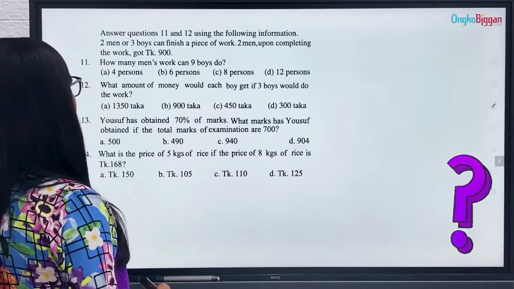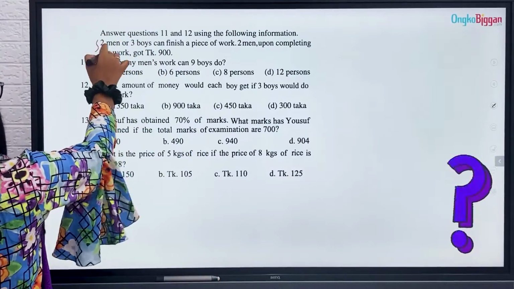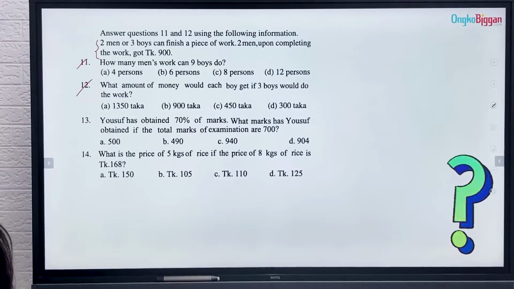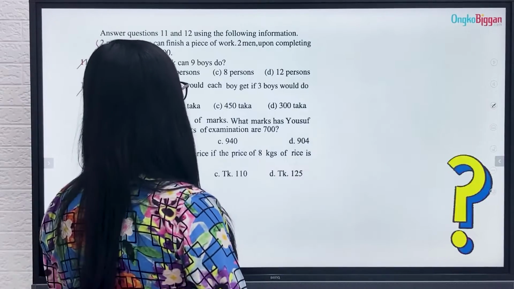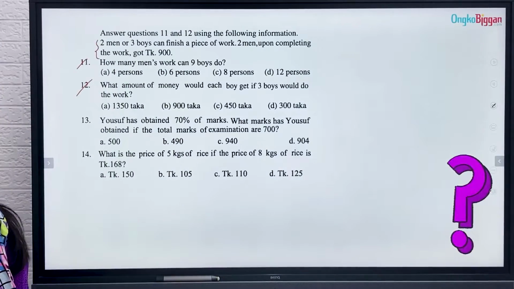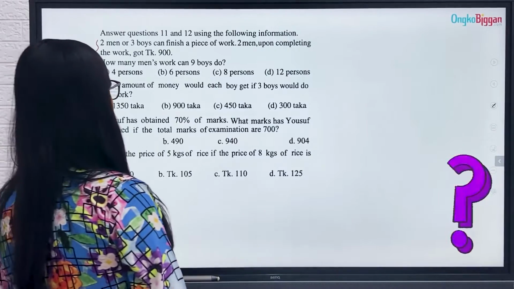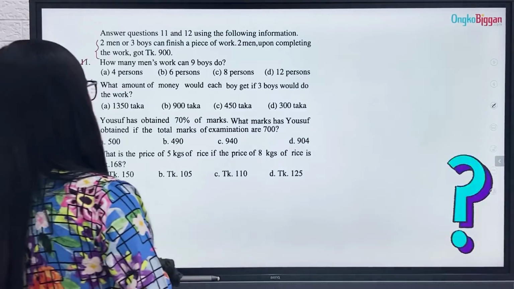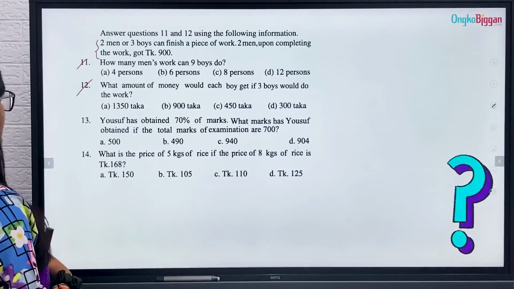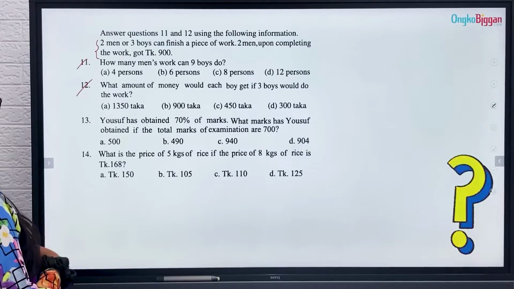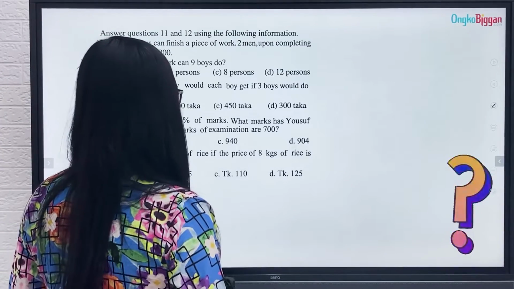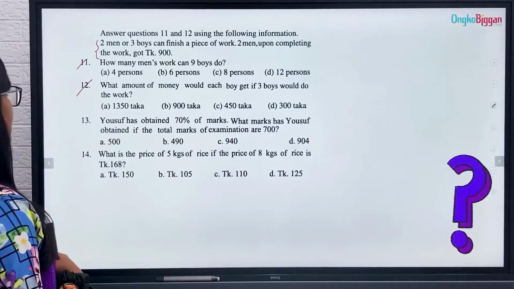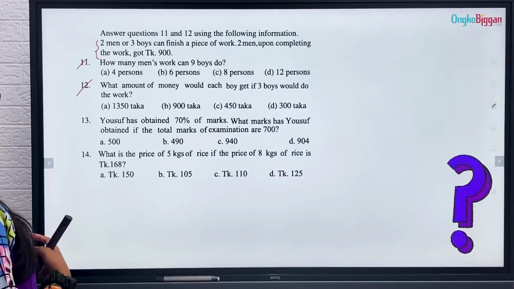Now we have a question. We have a stem by which we will solve number 11 and 12. 2 men or 3 boys can finish a piece of work. 2 men upon completing the work got 900 taka. How many men's work can 9 boys do? It's basically a unitary method based problem. We are seeing that 2 men or 3 boys can finish a piece of work. 2 men upon completing the work got 900 taka. So how many men's work can 9 boys do?